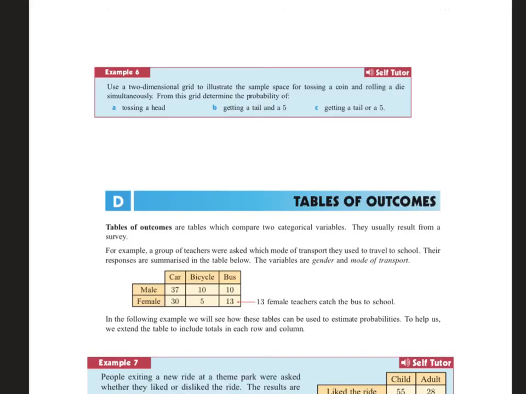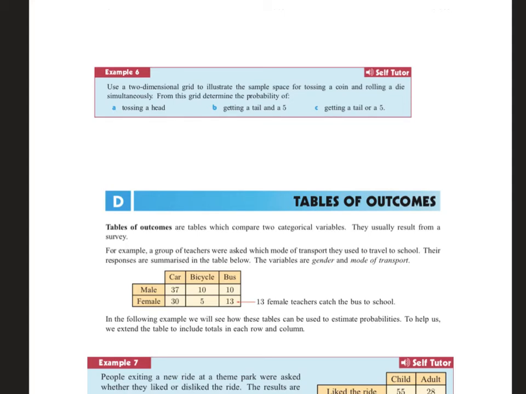So here they say use a two-dimensional grid to illustrate the sample space for tossing a coin and rolling a die simultaneously. So it could either be one after the other or simultaneously here. So you're just doing it at the same time. You're tossing a coin, you're rolling a die, and then they want you to determine the probability of tossing a head, getting a tail and a 5, getting a tail or a 5. That's a little different. So let's take a look here.